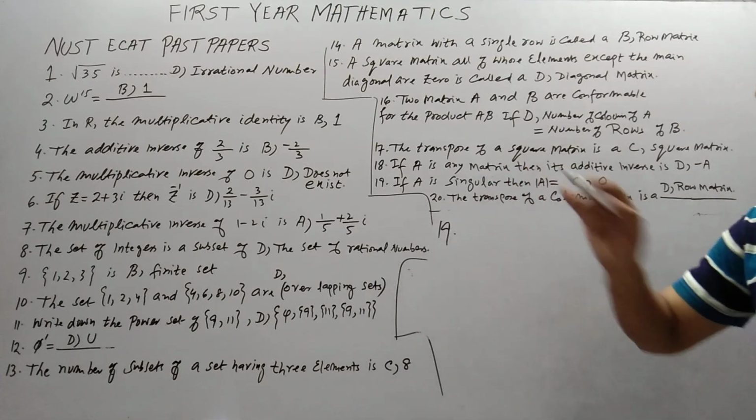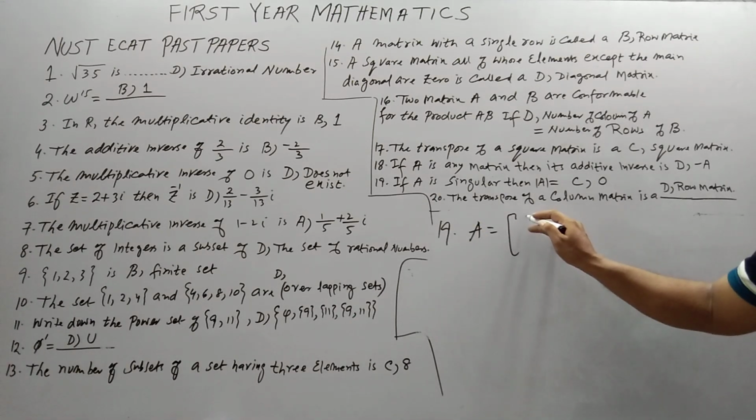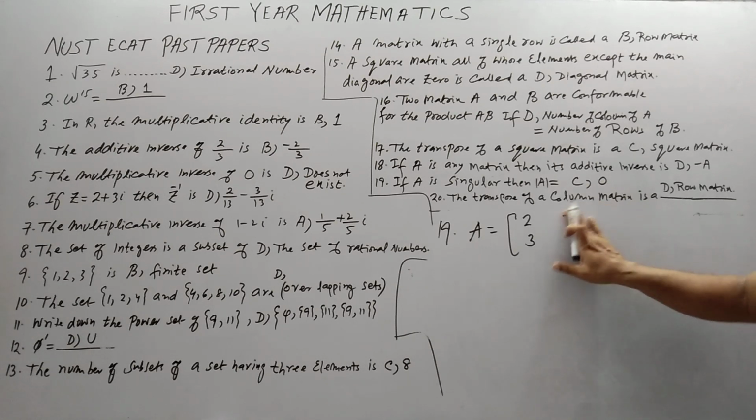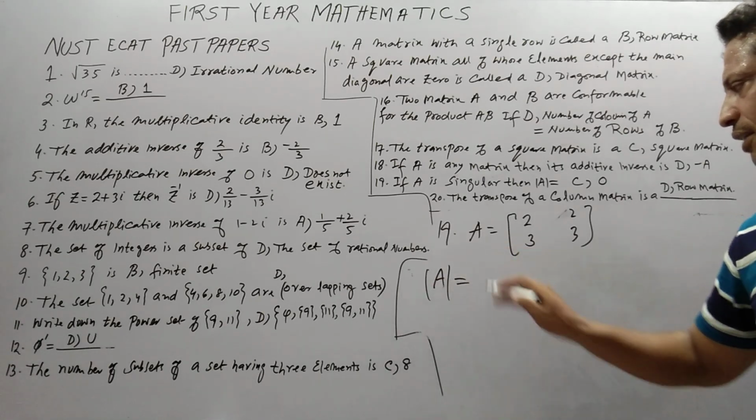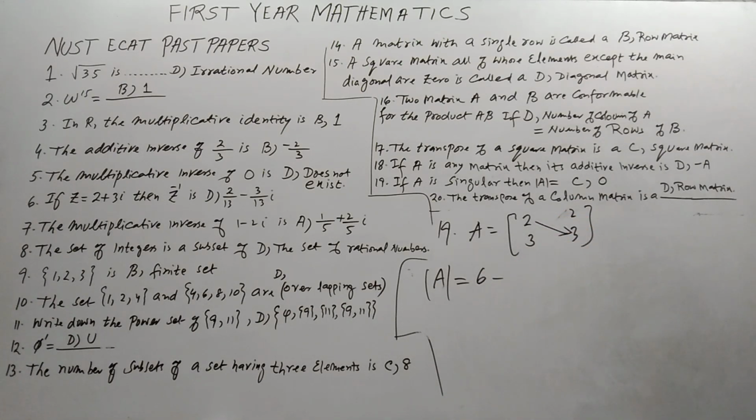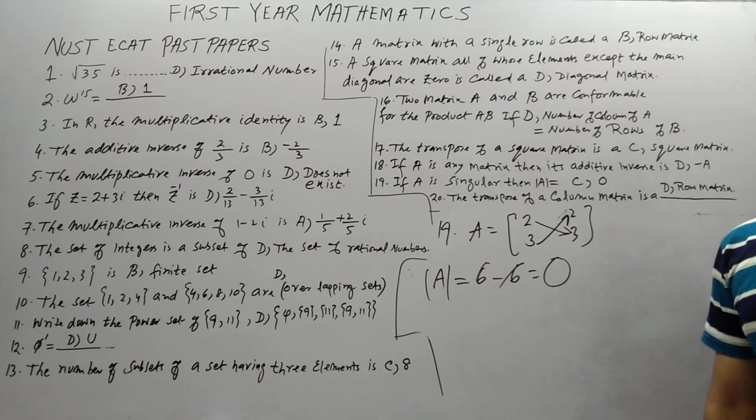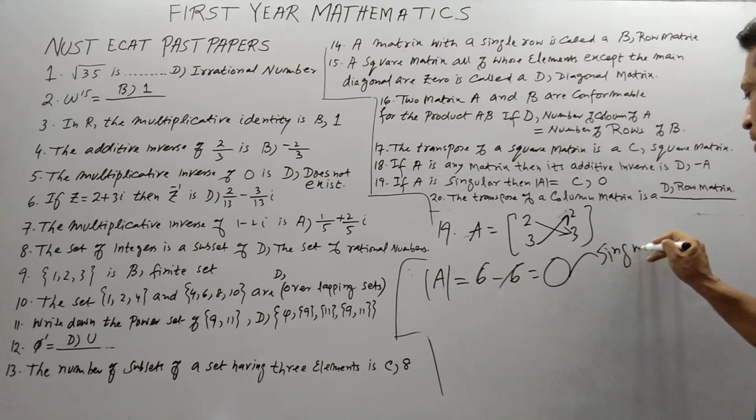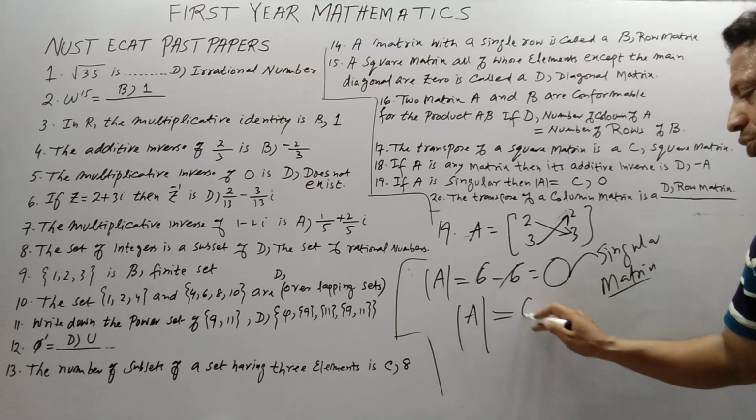MCQ 19. If A is singular, for example, if you have a matrix 2, 3, 2, 3, and you are asked to find its determinant, how to find it? Multiply this by this, 2 3s are 6, put the minus sign, multiply this by this, 3 2s are 6, 6 minus 6 is 0. So if the determinant is 0, then the matrix is called a singular matrix. The condition of a singular matrix is that the determinant should be 0.